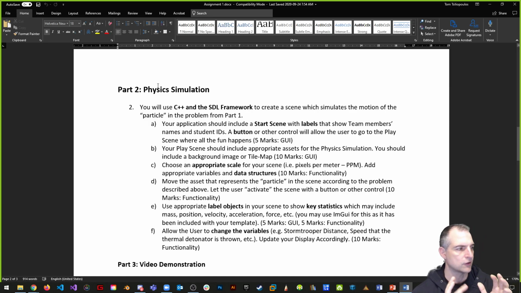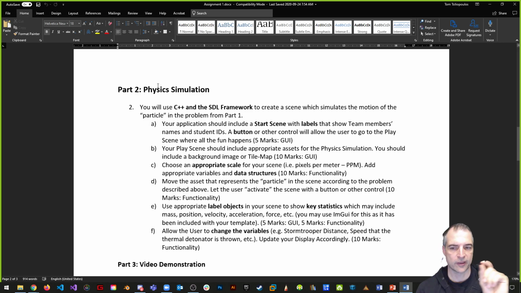Okay, that's what it is. So the start scene is really a place where you will put in your names and IDs. All right. The play scene should include appropriate assets for the physics simulation. You should include a background image or tile map. Why? So it doesn't look completely white and boring. That's why. Choose an appropriate scale for your scene, for example, how many pixels per meter, and add appropriate variables and data structures. So this means that when you simulate your scene, how do you do that, right? It's worth 10 marks to actually do the scale and to run the simulation.